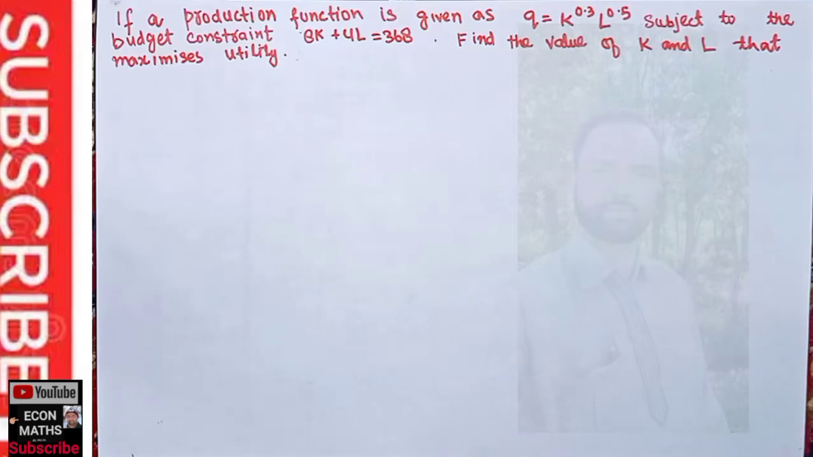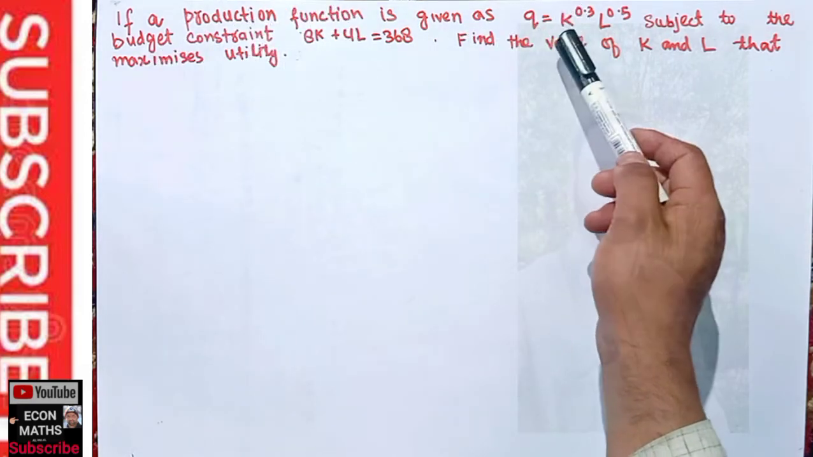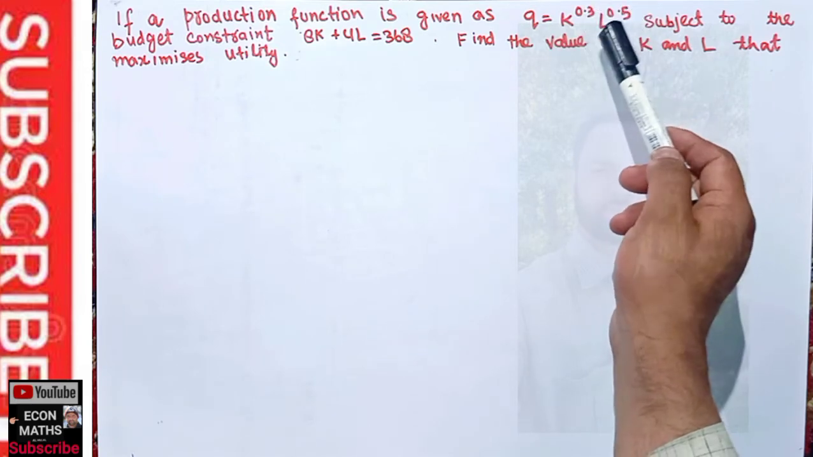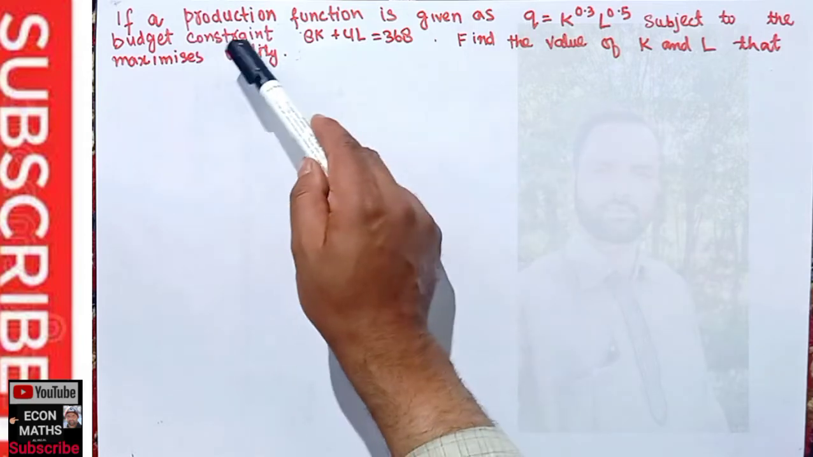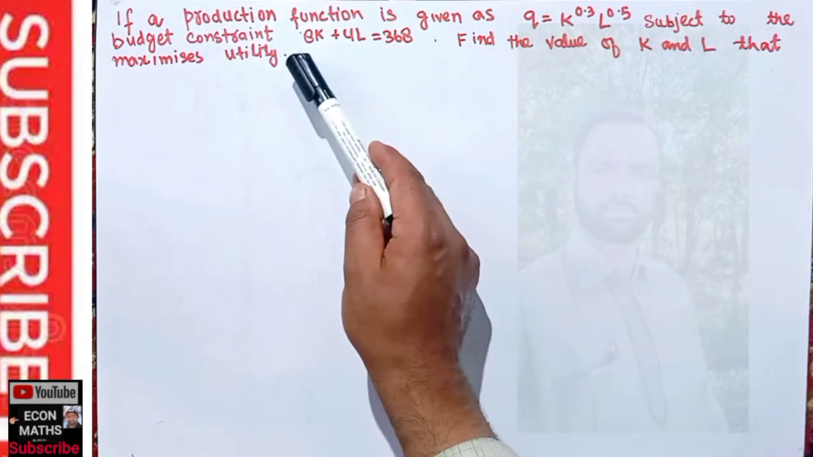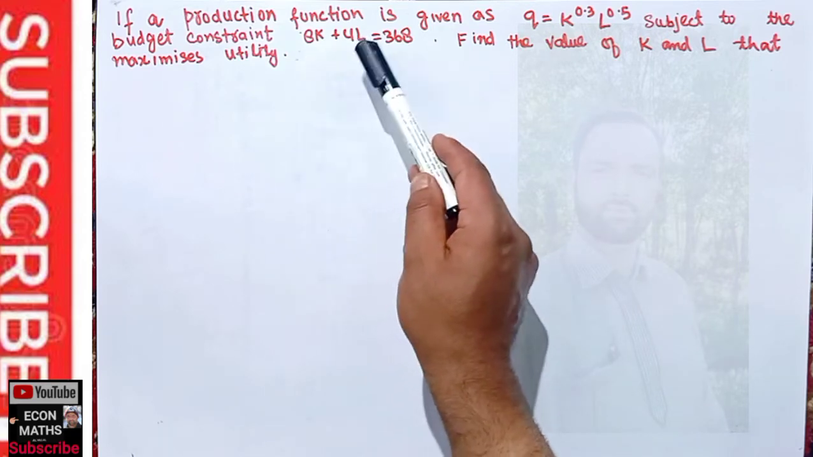In this video, we will try to solve a problem on constraint optimization. The question is like this. If a production function is given as q is equal to k to the power 0.3 times l to the power 0.5, subject to the budget constraint, that is we have a constraint here, 8k plus 4l is equal to 368, where k and l are the inputs.